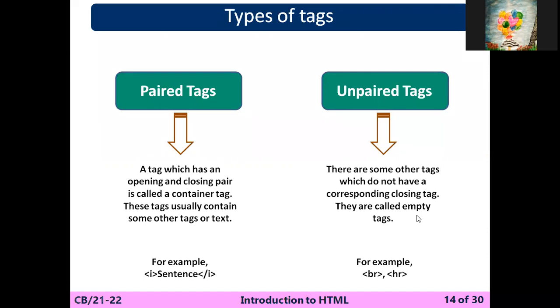These are the three names which have the same meaning: paired tag, container tag, and non-empty tag. If the closing and opening tags are both there, that is called a paired tag, container tag, or non-empty tag. When the tag has only the opening tag and not a closing tag, that is called an unpaired tag or empty tag.